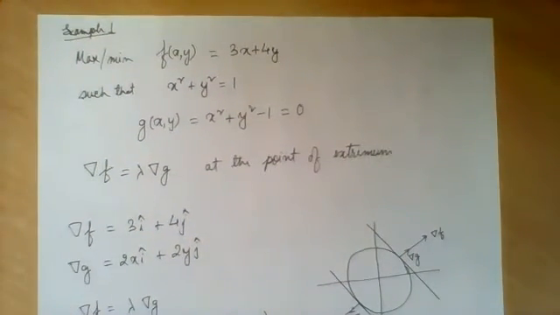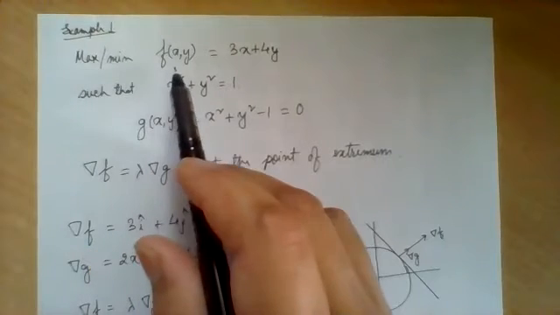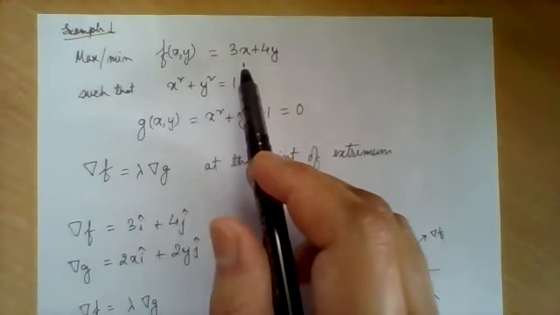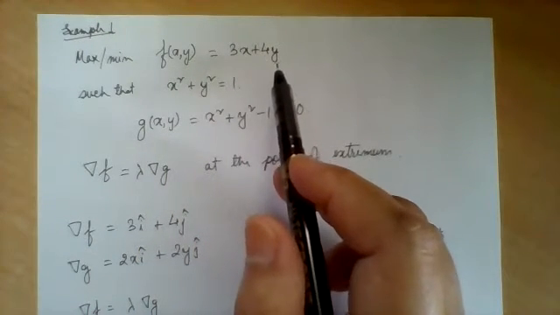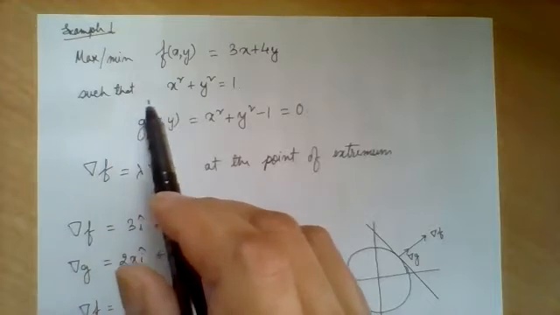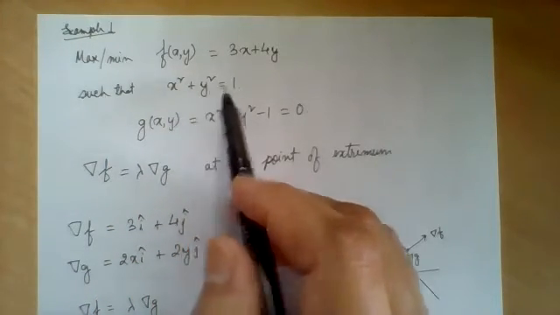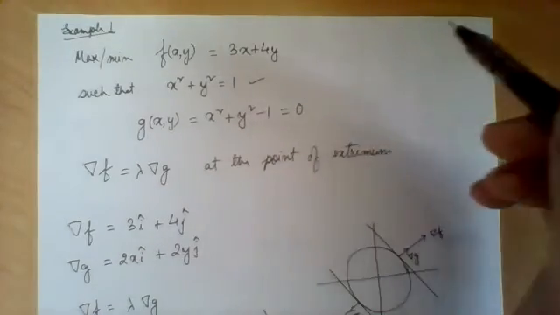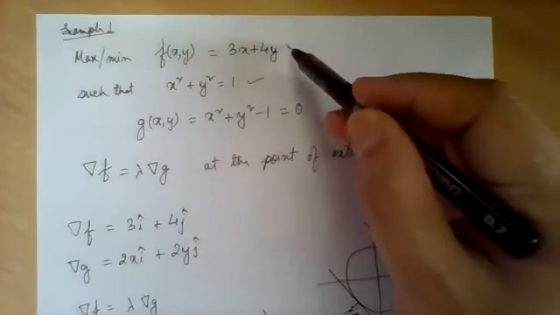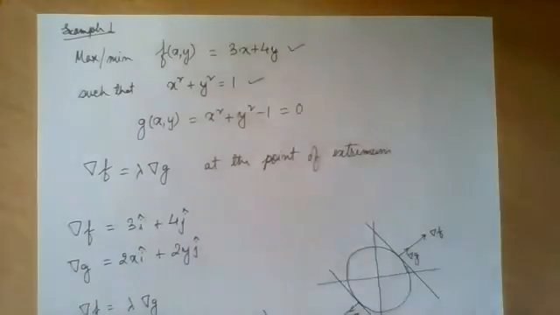The example is this. Find the maxima or minima of this function, 3x plus 4y, such that x and y satisfy this condition, x squared plus y squared equal to 1. So what is the constraint? This is the constraint. And what is the function to be extremized? This is the function to be extremized.